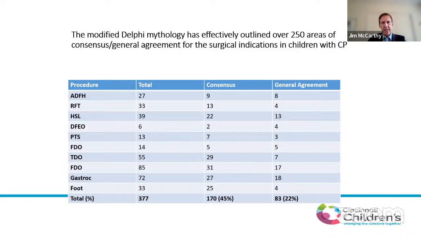At the end of the day, we had a total of 377 questions. Now that number is a little bit variable because the questions get remolded and what defines a question is a little less clear, but we ended up with over 250 areas of consensus or general agreement. 45% of the questions we came to consensus on, which I think is fairly remarkable, and 22% general agreement. And this has to do with all those different procedures.